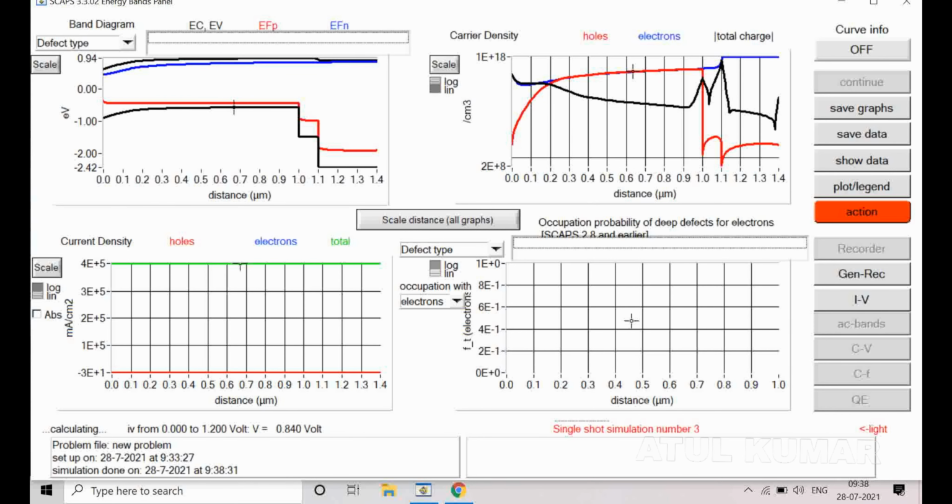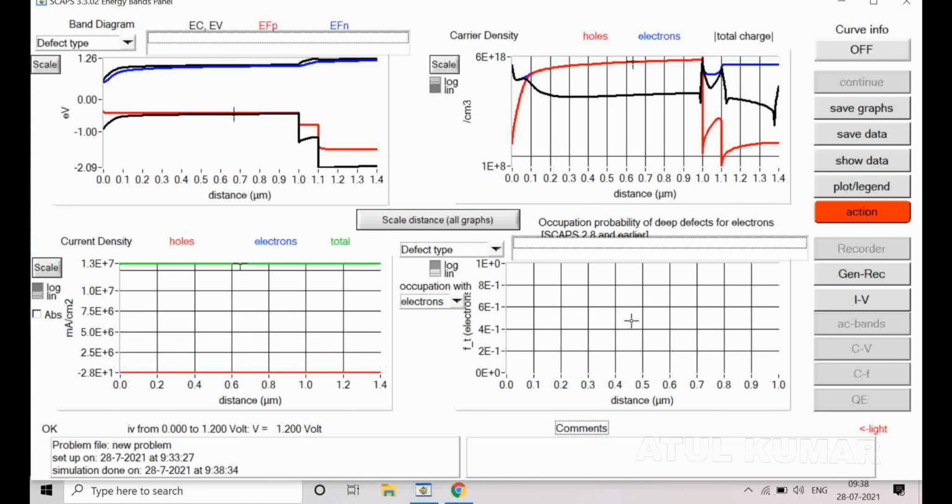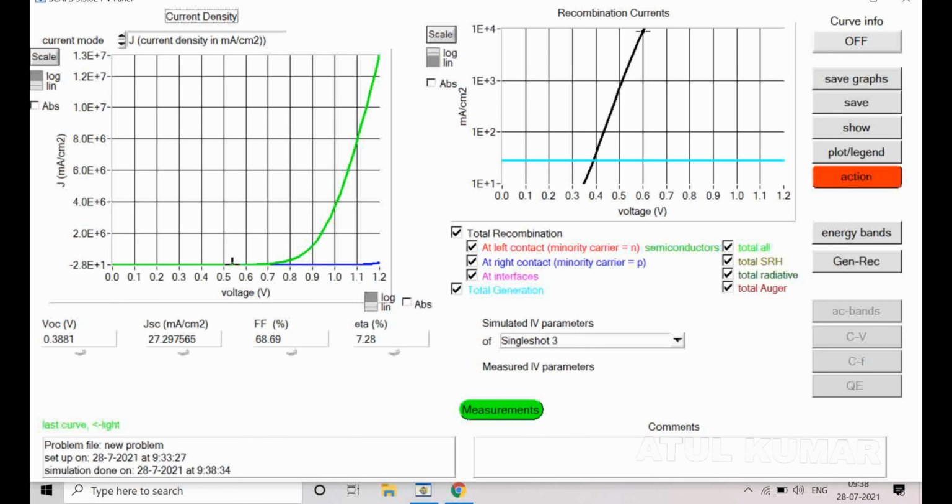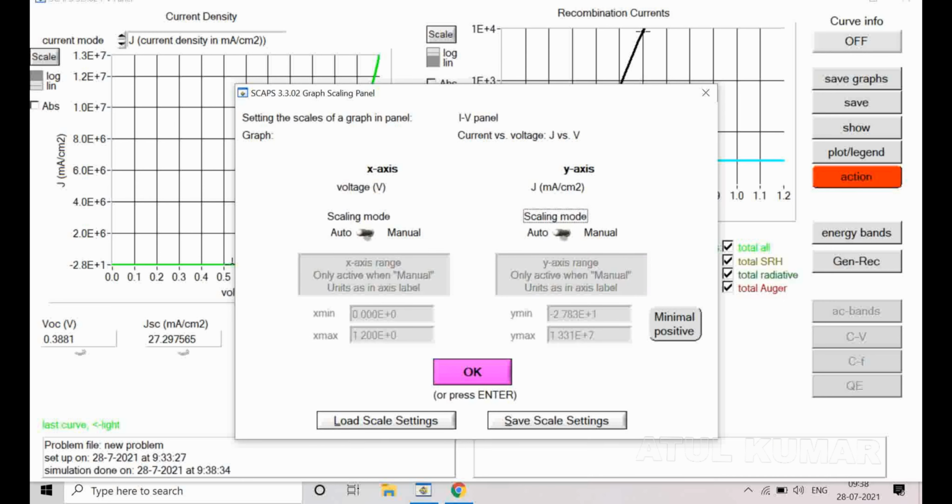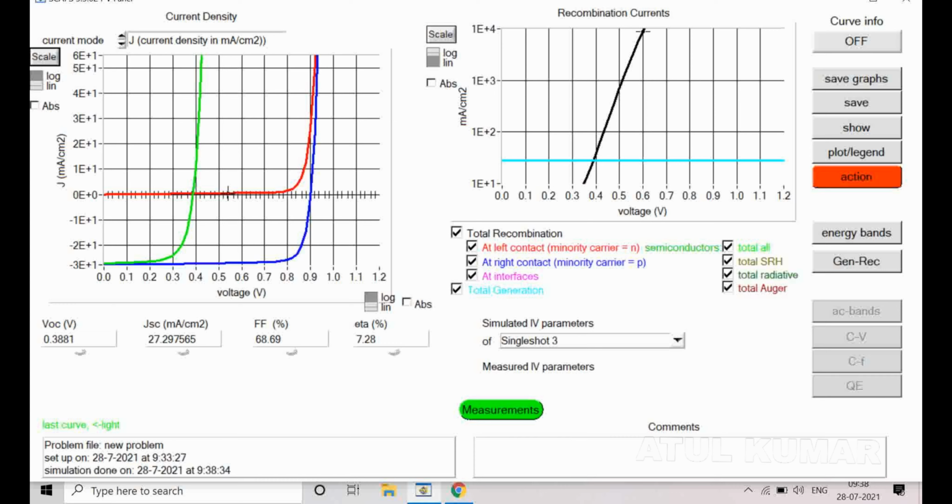Now if I simulate this structure, you will see the IV curve has changed. Let us do that. So the IV curve has changed considerably. Let me just show you that. See, what is happening in this case: this green curve is the light illumination curve and the red one is your dark curve, and they are intersecting. You can see this is clearly intersecting.